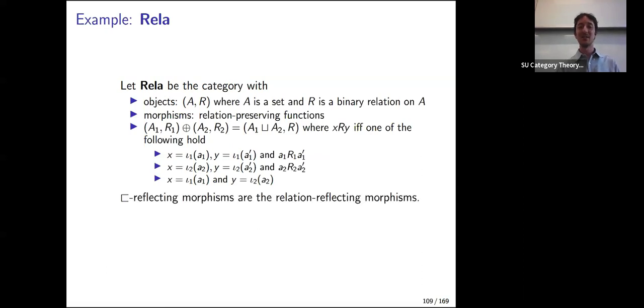Okay. Cool. And then it turns out that the C-reflecting morphisms here, I will show you a picture for this situation in a bit. It's maybe not nice to look at the condition algebraically. C-reflecting morphisms turn out to be the relation-reflecting morphisms for this sum structure. So this is a sum structure, and it turns out that this sum structure is extensive.